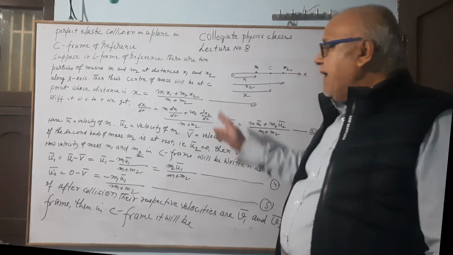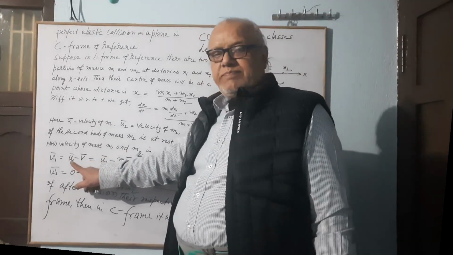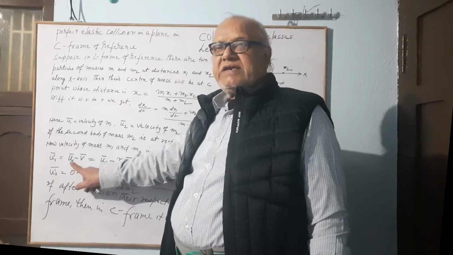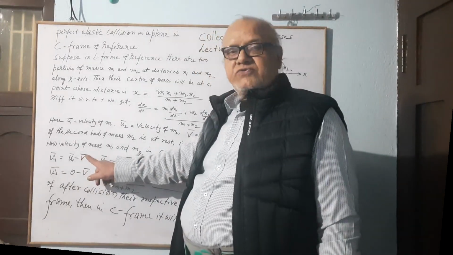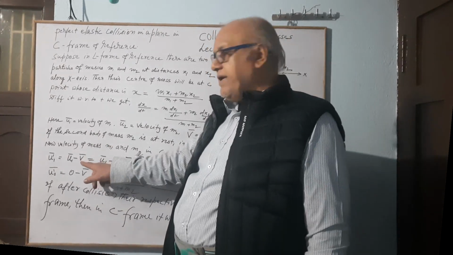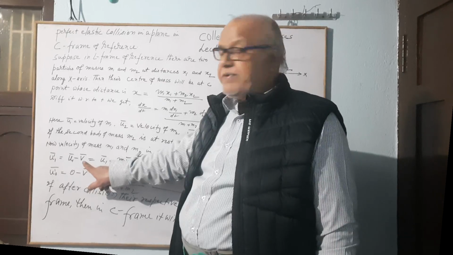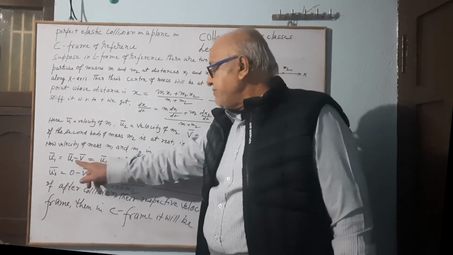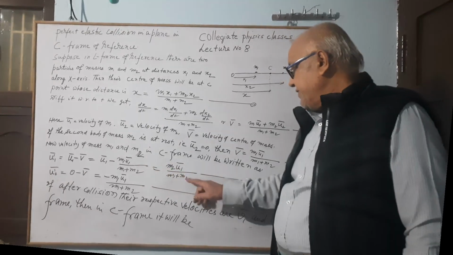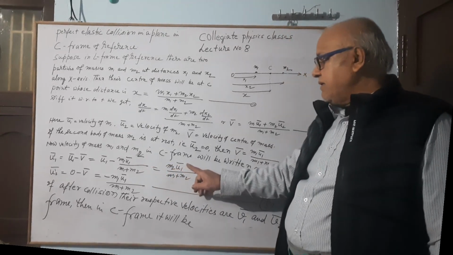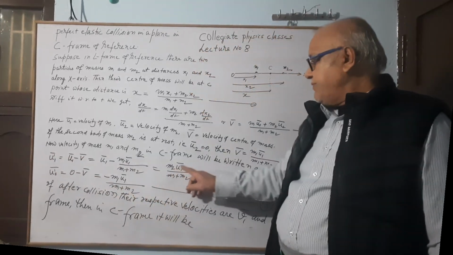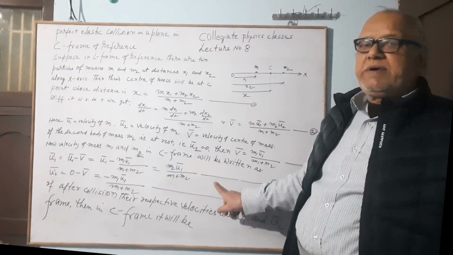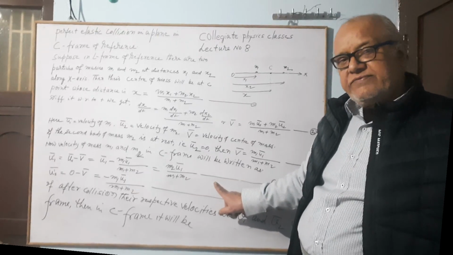Now, we have assumed that u1 is the velocity of the first particle in L frame of reference and the velocity of center of mass frame of reference is V. So, the velocity of first particle m1 in C frame of reference will be u1 dash is equal to u1 minus V, and putting the value of V, we get u1 dash is equal to m2 u1 divided by m1 plus m2. u1 dash is the velocity of m1 particle in C frame of reference.